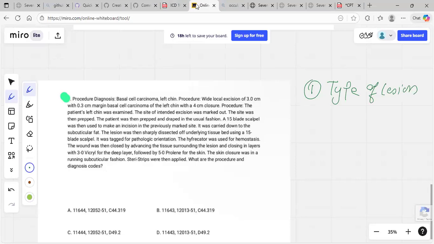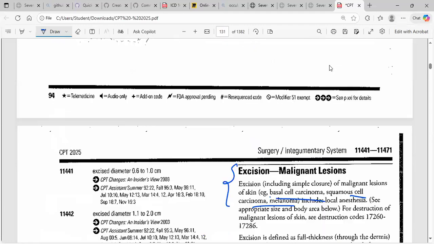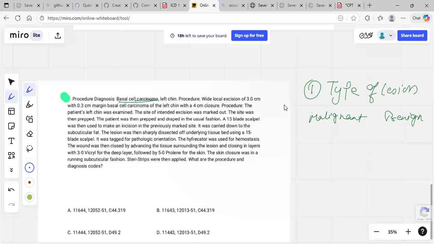Our first step is to determine the type of lesion. Once you have determined it, we have mainly two types of lesions, malignant and benign. To understand whether it's malignant or benign, you have to see the type of lesion. Like you can see here, this is a basal cell carcinoma, and under the malignant we have basal cell carcinoma. So basal cell carcinoma is a malignant lesion. Your first step is to determine the type of lesion only. So here you have identified it's malignant.